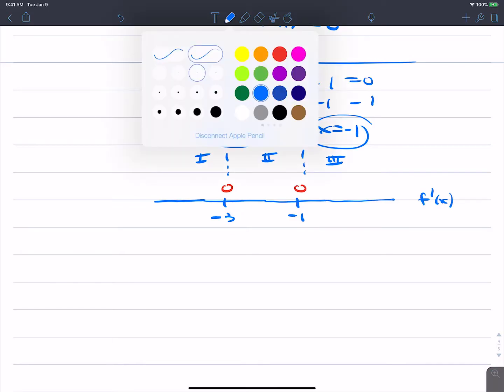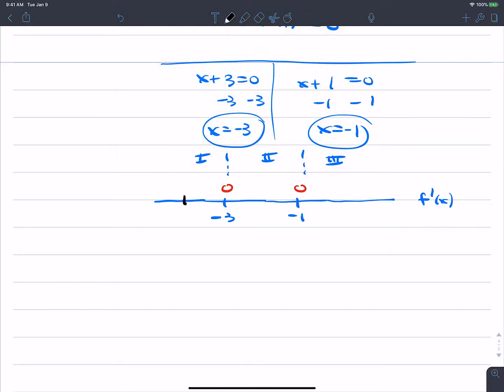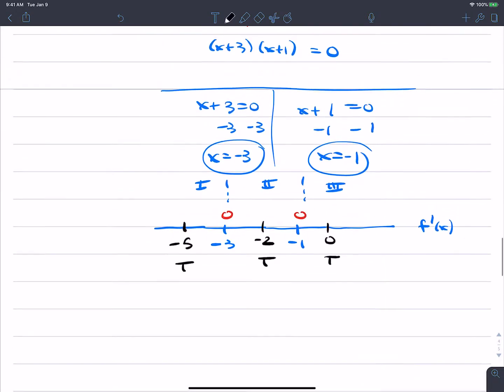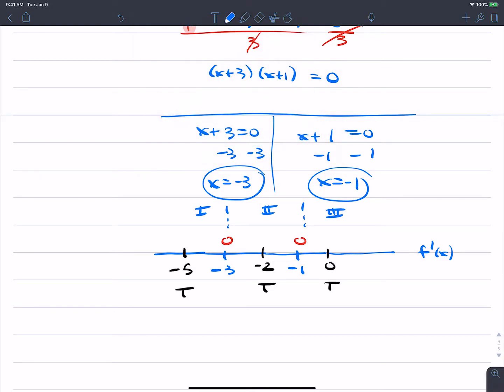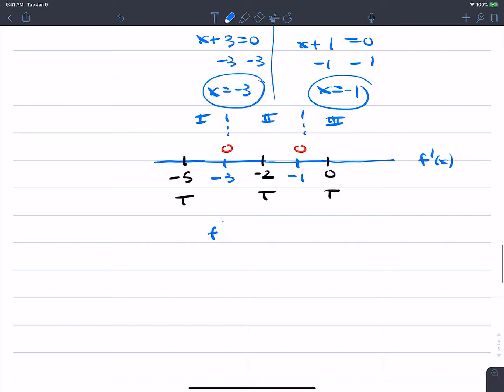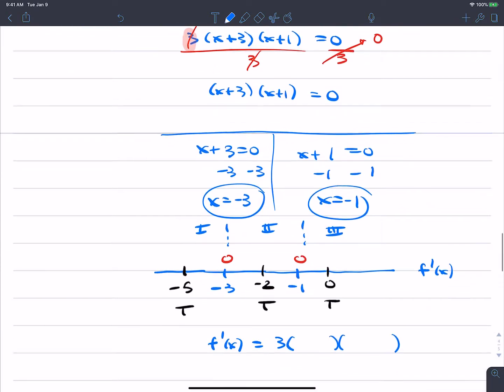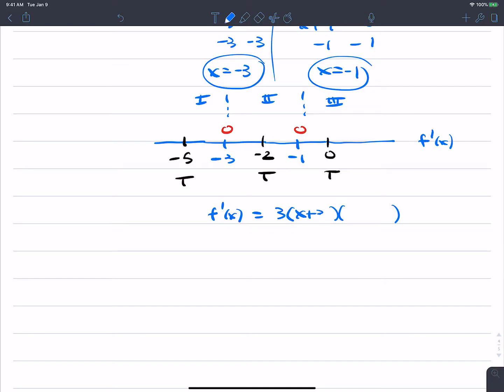So at this point, what do we need again? Do you guys know? Test points. Give me a number to the left of -3: -5. Okay, give me a number between -3 and -1: -2. Give me a number to the right of -1. These are all test points. At this point, go back to what that derivative really is. I always think that the factored form is the best form to use. So if I have this already factored, x plus 3, x plus 1, this is going to be very helpful.